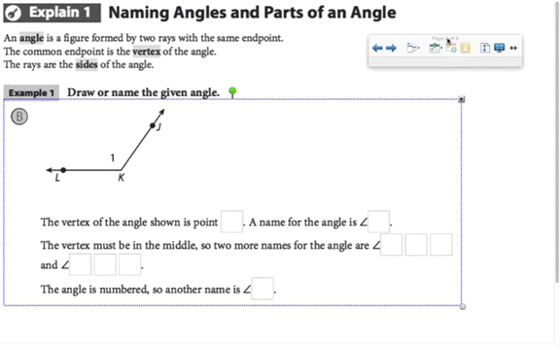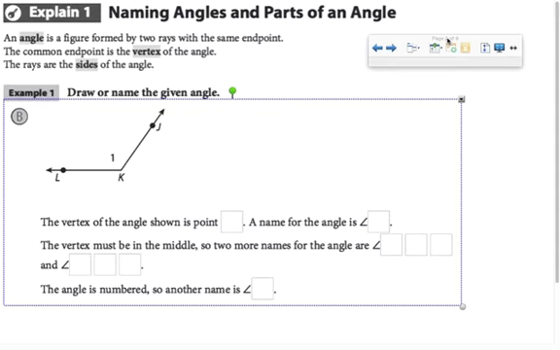There's a couple of different ways that we can name an angle. We can name an angle using a number, if a number is placed inside the angle. We can name an angle using one letter, using just the vertex, or we can name an angle using 3 letters, making sure that the vertex is the middle letter.